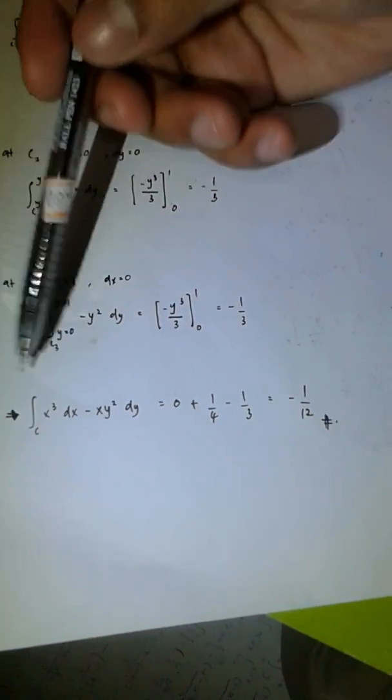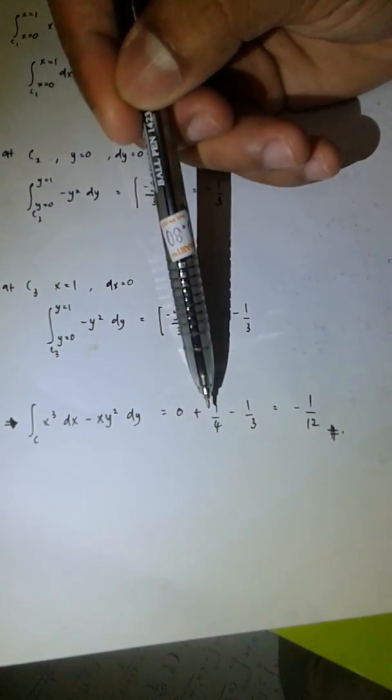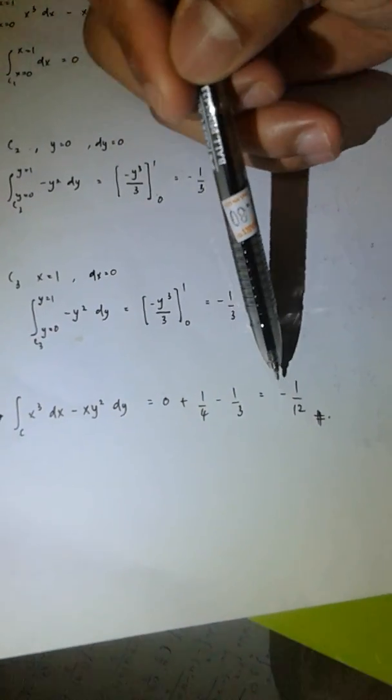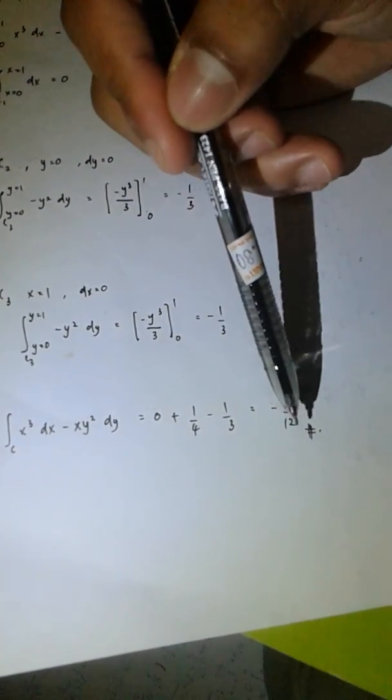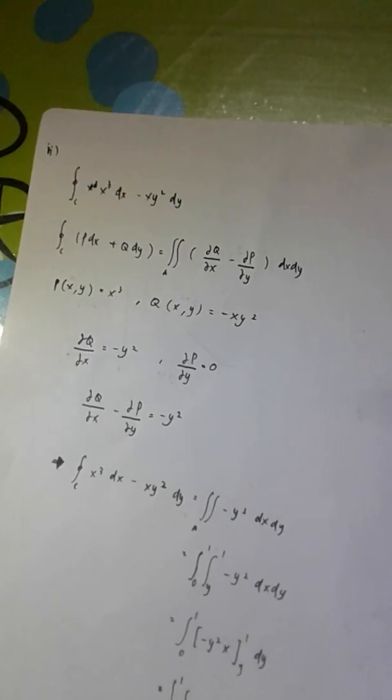So, the total value of the line integral is equal to 0 plus 1 over 4 minus 1 over 3, which is the final answer, negative 1 over 12. For question 1 Roman ii, we will be explained by my friend.